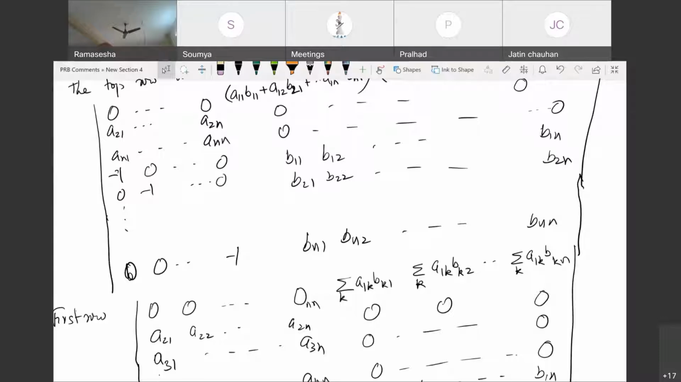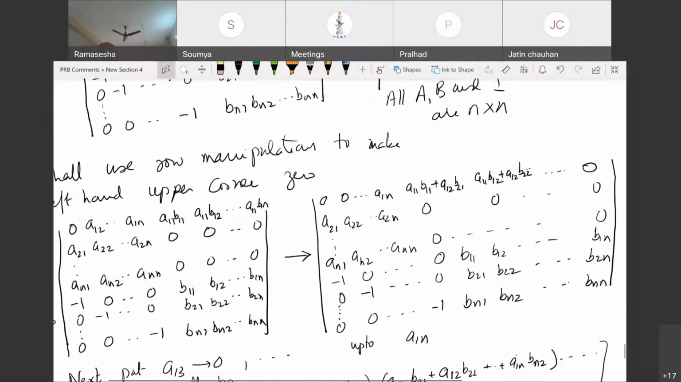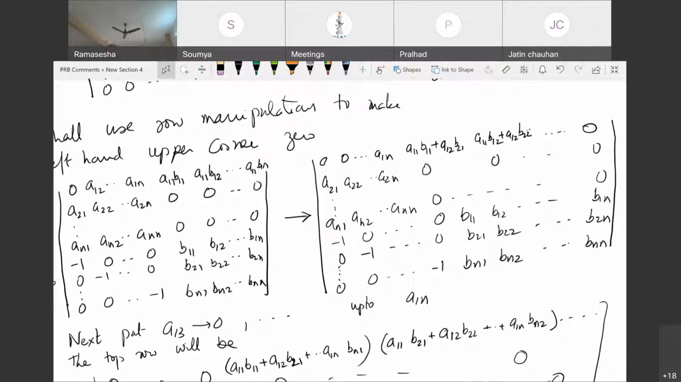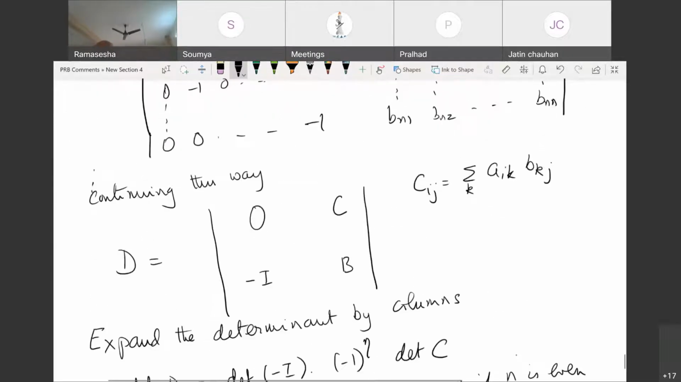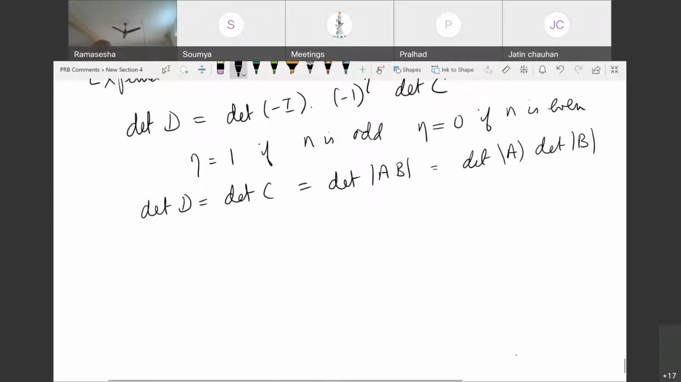Okay, because if you were to expand this determinant, what I have written here, this determinant is nothing but determinant A into determinant B, if you expand it directly. But if you expand it using the row operations, then what you will get is determinant C, which is actually equal to determinant A into determinant B. Any questions?